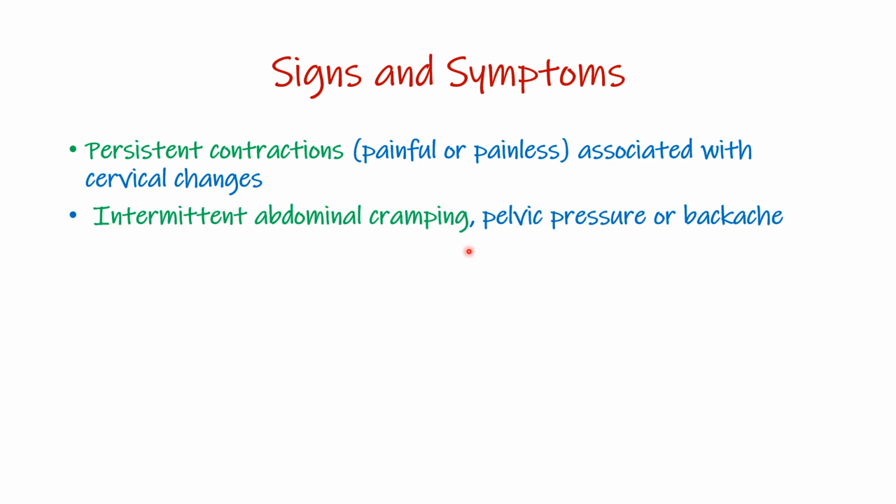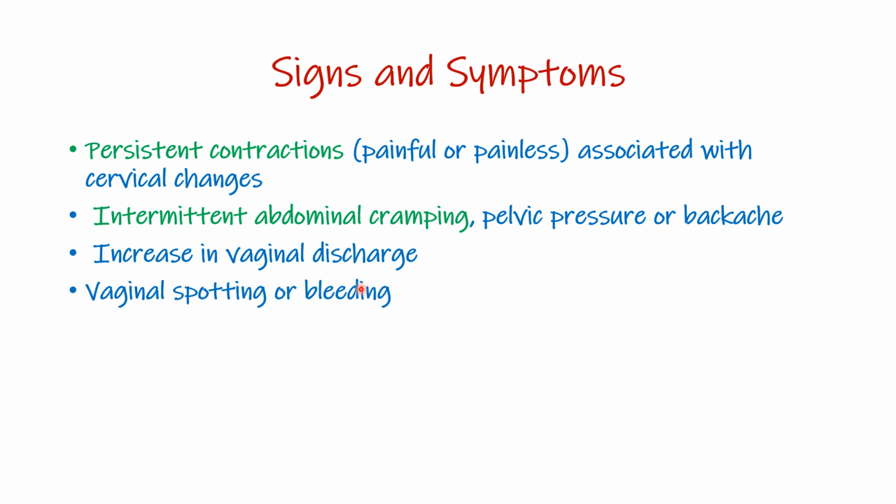So intermittent abdominal cramping, which could be associated with pelvic pressure or a backache. In addition to that, increased vaginal discharge, which could also be associated with drainage of liquor and vaginal spotting or bleeding, for example, in cases of abruption.